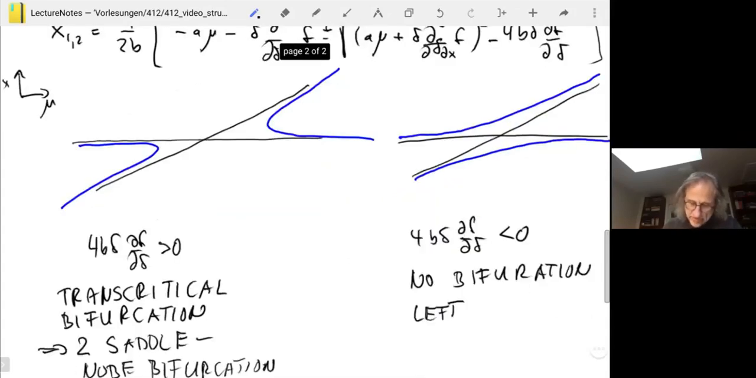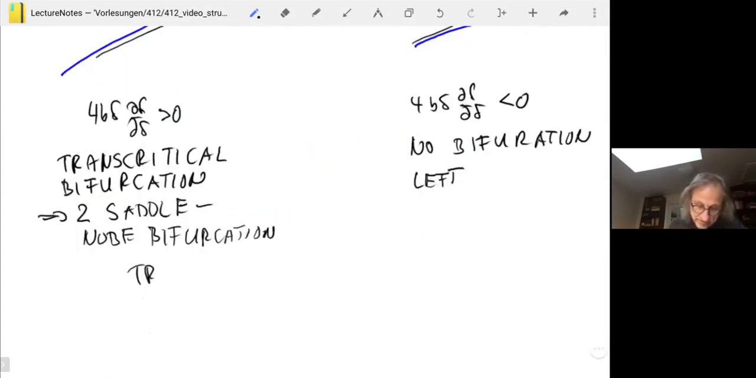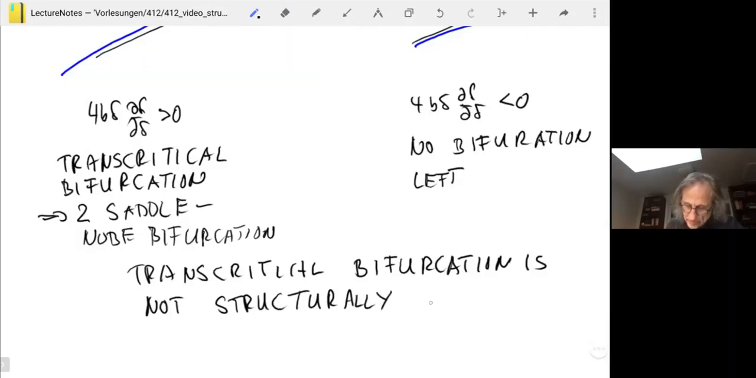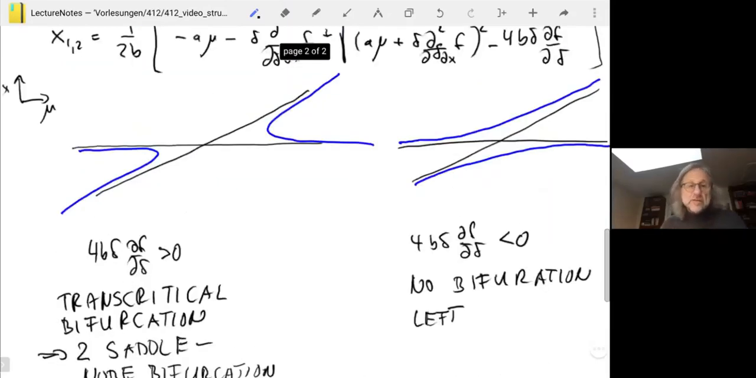And so the upshot is the transcritical bifurcation is not structurally stable. So what does it mean in terms of practical implications? Should that mean that we should just say, well, transcritical bifurcations are nice mathematical games, but they're not really relevant because as soon as you change a parameter just a little bit, this bifurcation is actually not exactly that way.